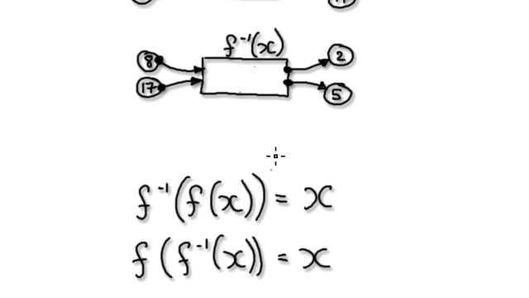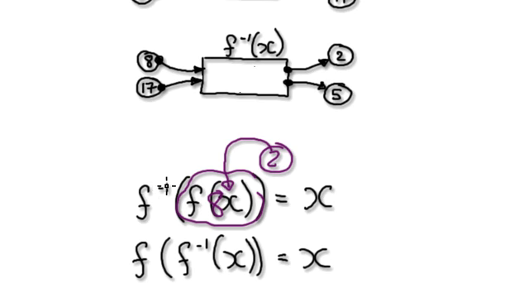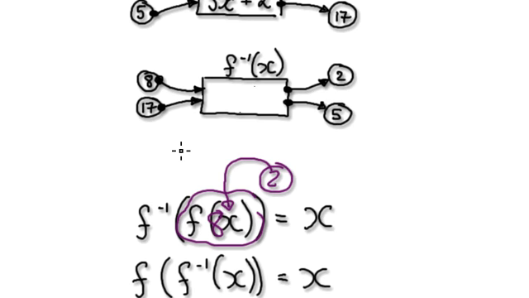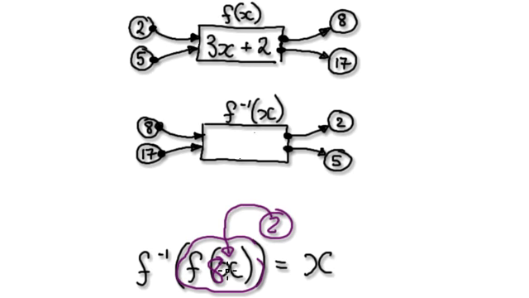So originally we put the number 2 into here, and this whole thing spits out the number 8. If you now put the number 8 into our second machine, it will spit out the original number.